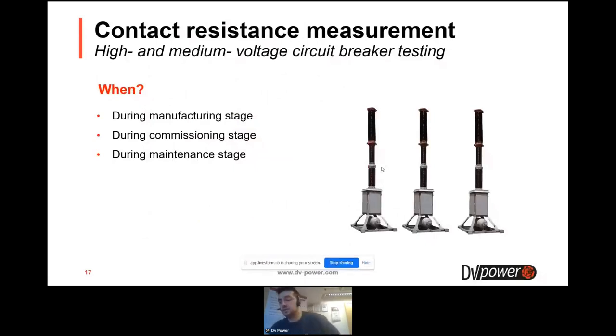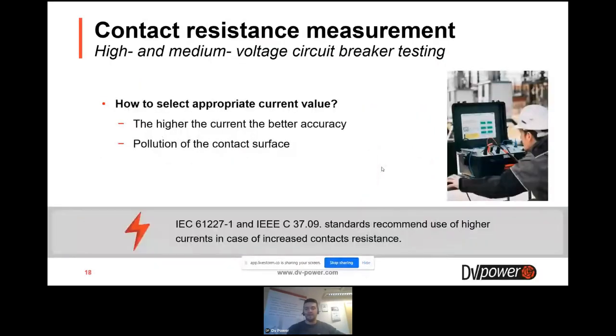And also, this was mentioned before, that this test is done during basically all stages of circuit breaker manufacturing, during the commissioning stage, or later on during some regular maintenance testing. So if you want to name maybe two or three most important tests for circuit breakers, contact resistance measurement will definitely be one of them, because as I said, most of the time it's in closed position, it conducts current, so it's very important to check that the resistance of the breaker is in acceptable limits.